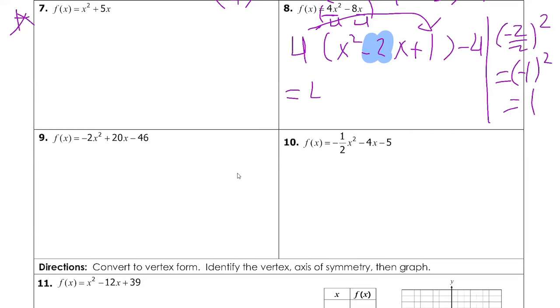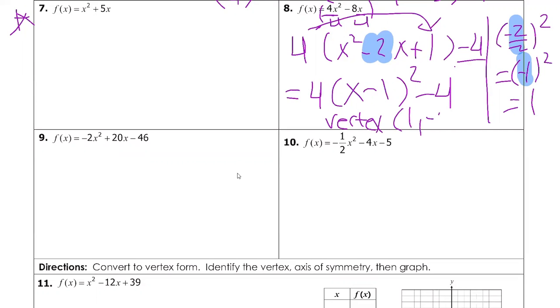So if I simplify this, this would be 4x squared. And like I said, whatever you get after you simplify the inside, that negative 1, is what you'll have here. And then there's nothing to combine on the outside, so this minus 4 just comes down. So my vertex would be 1 comma negative 4. Oh, wait.